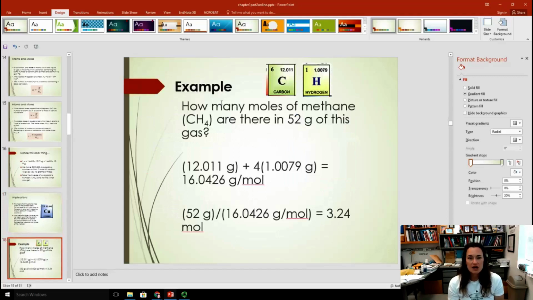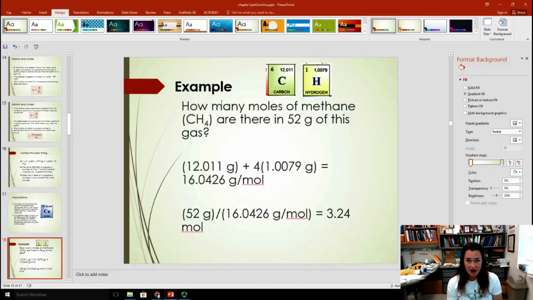Okay, let's talk about an example problem here. So, how many moles of methane, the chemical formula of that is CH4, which means that there's 1 carbon and 4 hydrogen atoms in one molecule, are there in 52 grams of this gas? So this is a common kind of conversion that you have to do for ideal gas problems.